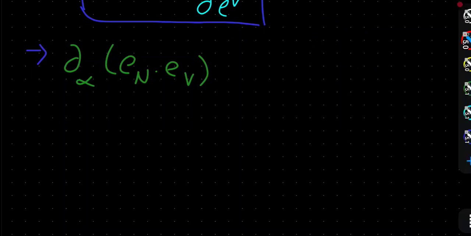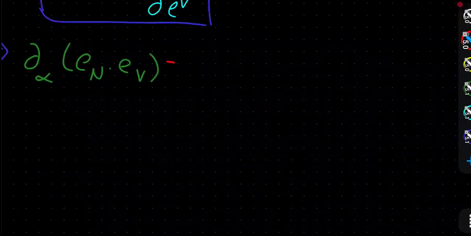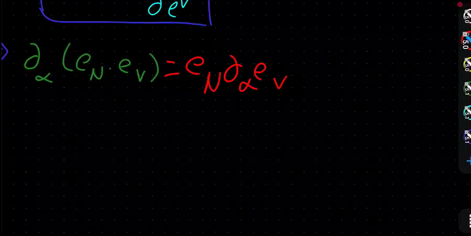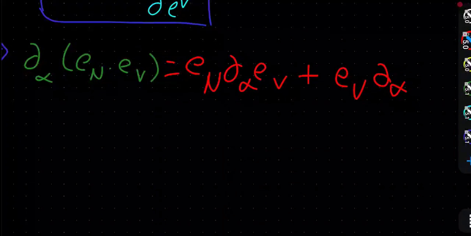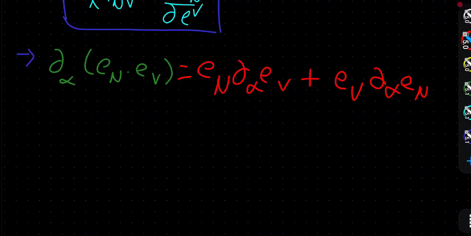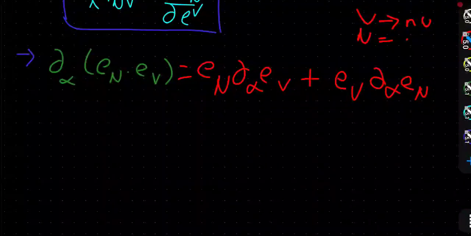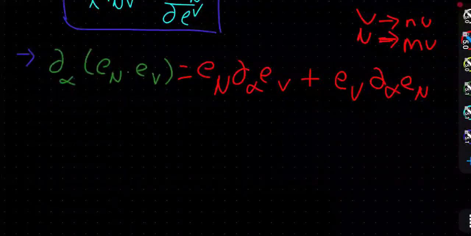Now let's move to our topic. We defined this here. So how are we going to expand this particular term? Of course this is equal to, using the product rule, e of mu del of alpha e of nu, plus e of nu del of alpha e of mu. First it will act on this particular e nu, and then it will act on e mu. So remember here this is nu and this is mu. I hope you are able to recognize this.